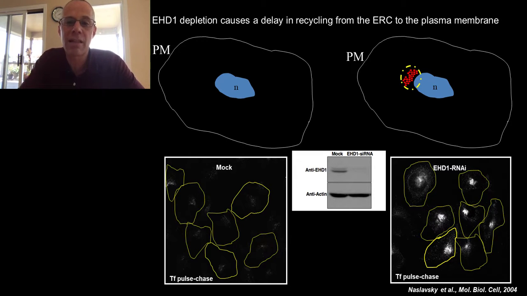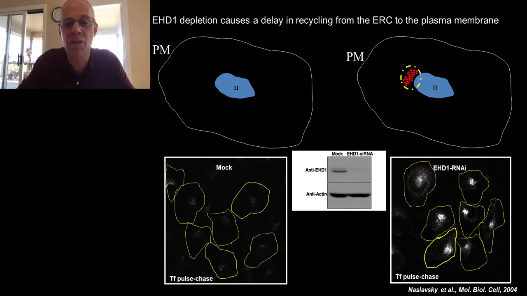And when we studied this, what we could see in the bottom right is that the labeled transferrin, still bound to its receptor, accumulates within the cells in this perinuclear region, in this kind of blob of transferrin. These are endosomes where basically the transferrin hasn't been released from them.